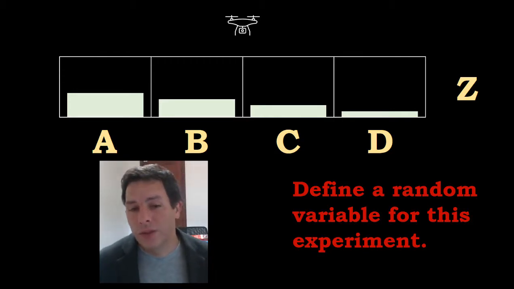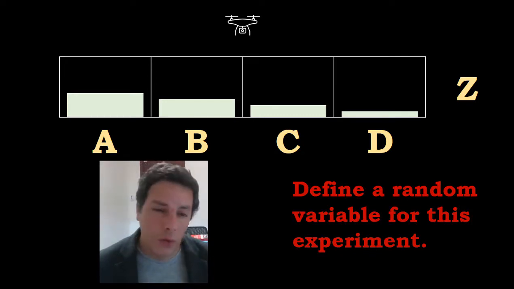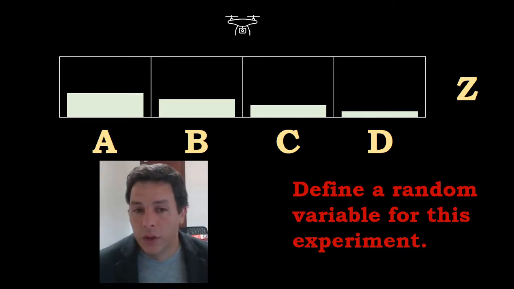So the random variable x is 0 if the drone lands in A, 1 if the drone lands in B, 2 if the drone lands in C, and 3 if the drone lands in D. So the random variable can take these 4 possible values, and they are numerical. We can also define a random variable that doesn't match the elementary outcomes in this process. We can define a random variable Q as 0 if the drone lands in A or B, and Q is 1 if the drone lands in C or D.